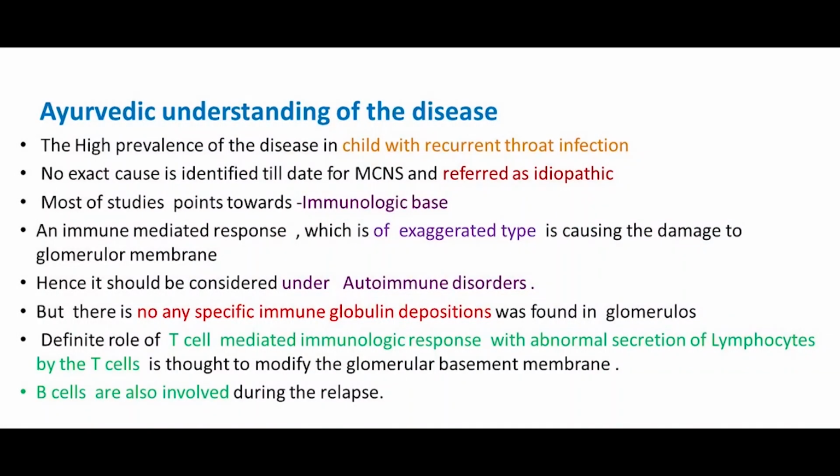It is a type of autoimmune reaction that is happening. Our own immune cells are causing exaggerated immune reactions, and as a result there is the problem. There is no specific immunoglobulin deposition found in the glomerulus, but anyhow they believe it is of immunological cause. There is a definite role of T-cell mediated immunological response, with abnormal secretion of lymphocytes thought to modify the glomerular basement membrane. B cells are also involved during the relapse. So all these facts point towards this disease having something to do with the body's immunity.